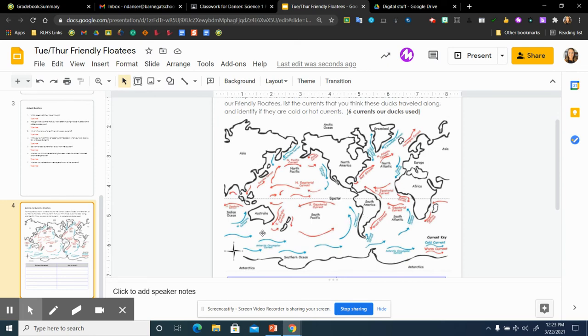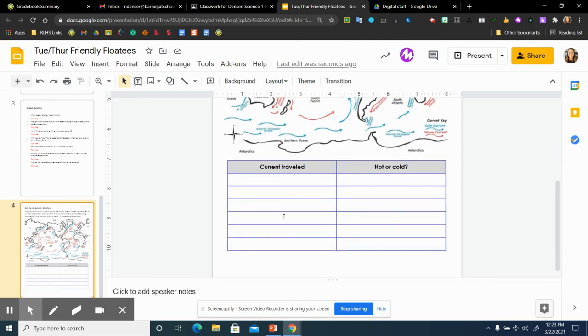to pick out along where those ducks have ended up and look at the ocean currents that are nearby and tell me 6 currents that you think a duck has traveled on and whether they were hot and cold.